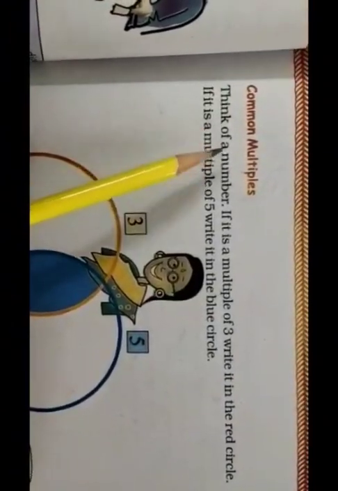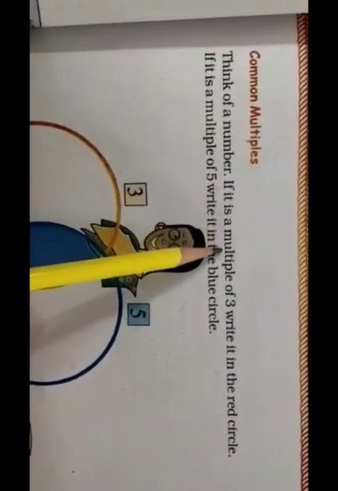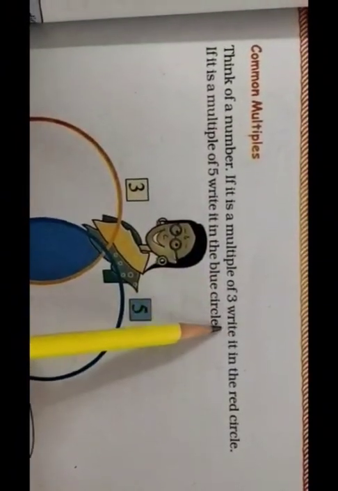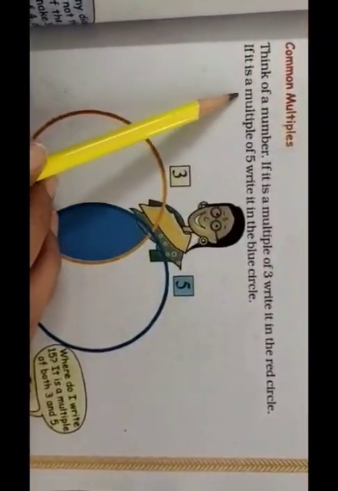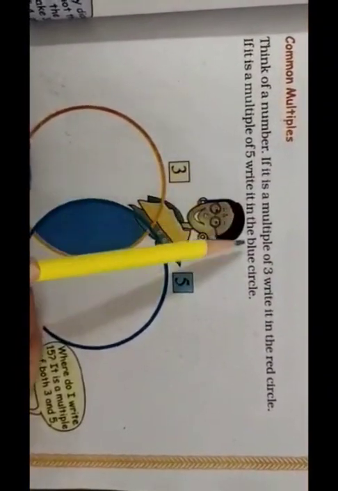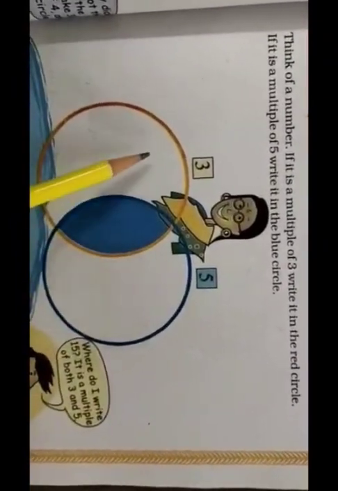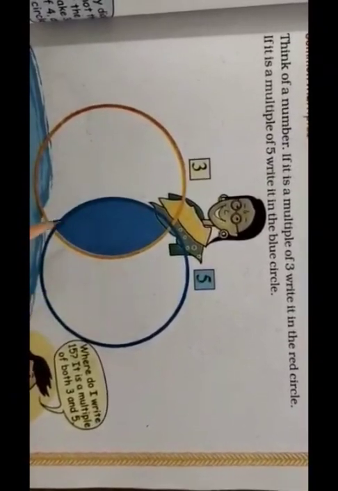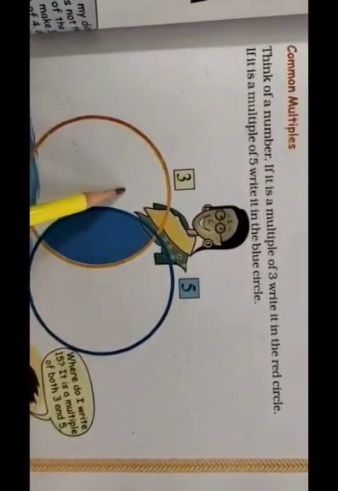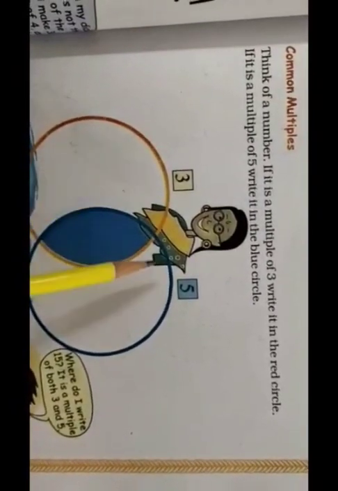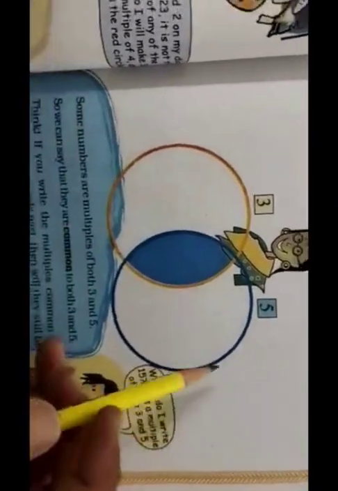Now let's start. Think of a number. If it is a multiple of 3, write it in a red circle. If it is a multiple of 5, write it in the blue circle. So first of all, students, here two circles are given, red and blue. We are supposed to write the multiples of 3 in the red circle and 5 in the blue circle. Some questions are also there regarding this.